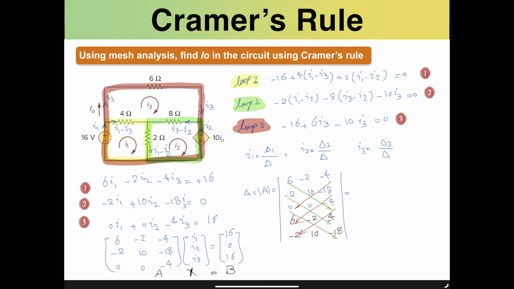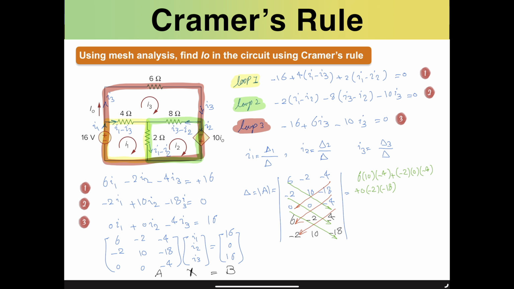So let's do that really quick and I'm going to write them down with corresponding colors. So it would be 6 times 10 times minus 4 plus minus 2 times 0 times minus 4, and then plus 0 times minus 2 times minus 18.